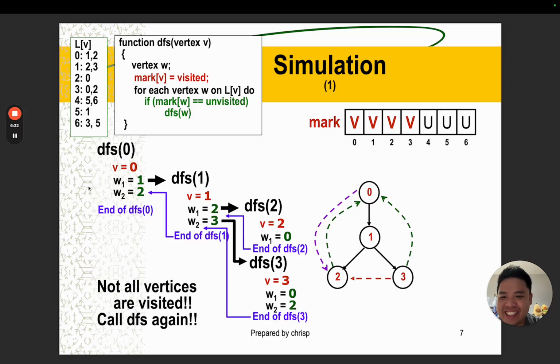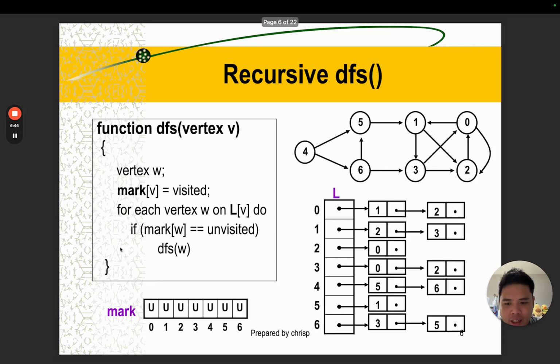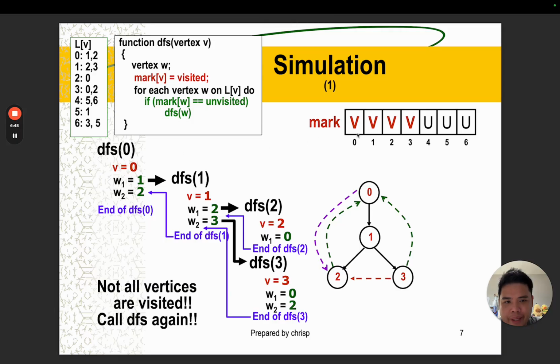So let's start. We started at DFS 0. My V will start at 0. So what did I do? I marked V as visited. Originally, our mark array was all unvisited. We let 0 be V, and mark at index 0 is set to visited.